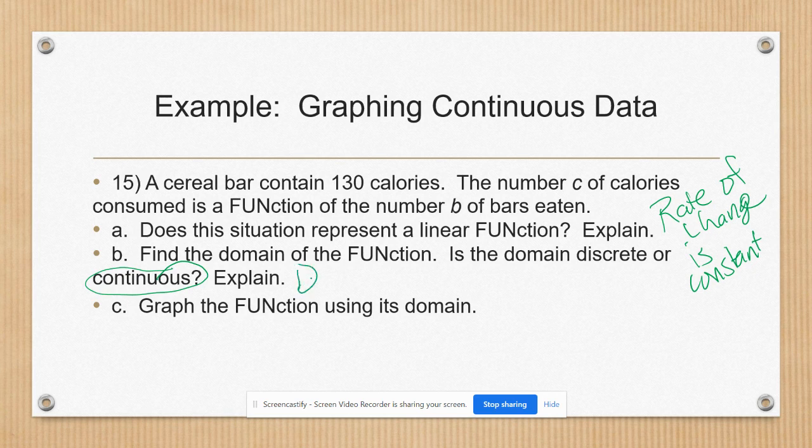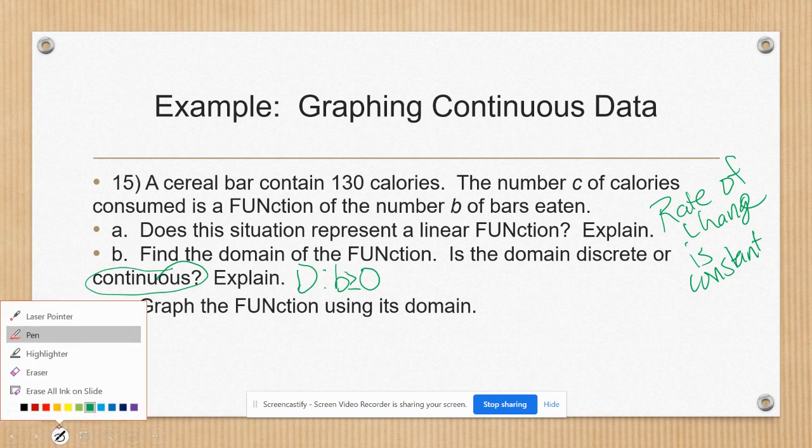The domain then, we could choose to eat 0 bars and then anything more than 0. We can't have negatives, right? Because it doesn't make sense. You can't owe a cereal bar to your stomach. But you can choose to eat no cereal bars, or you could eat a half of a bar, or 7/9 of a bar, a full bar, and so on. So our domain is going to be bars is more than 0.